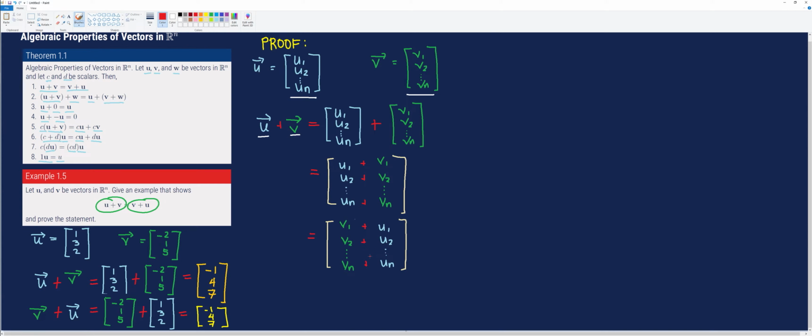Remember that in algebra, addition is commutative. Therefore, I can interchange the position of the components. Next, I unmerge these two vectors based on the definition of vector addition. Finally, these vectors are equal to vector v and u respectively, which proves our case. You may also want to try proving the other properties using this strategy.